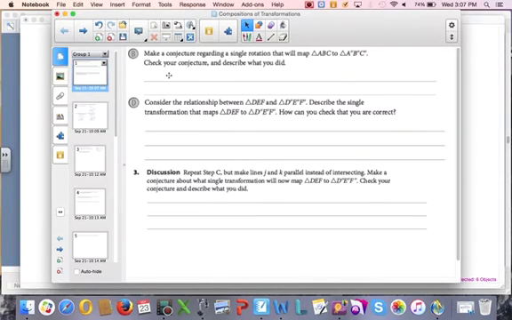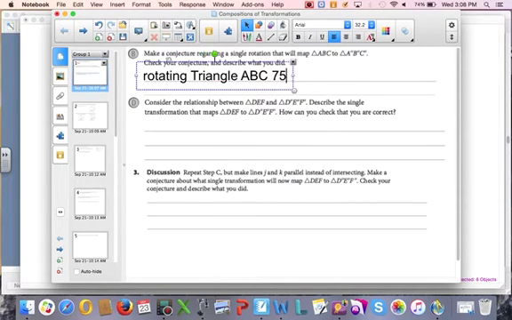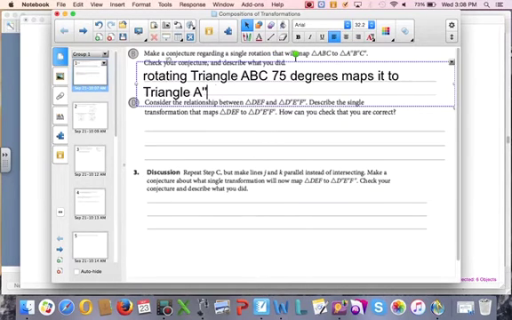So what we just noticed is that rotating triangle ABC 75 degrees maps it to triangle A double prime, B double prime, C double prime. And we did that.